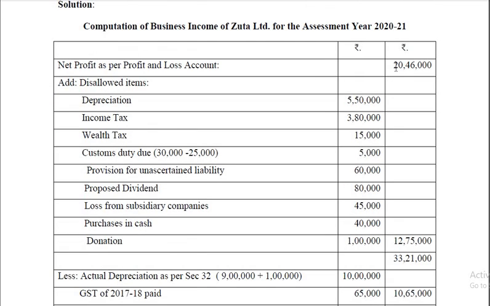Look at the calculation of business income now. Net profit is the starting point. Then disallowed items, in other words, items, expenses and losses debited to profit and loss account but not allowed to be deducted while computing business income. We call that disallowed items or inadmissible items. Depreciation, I told you, it should be added. Income tax, wealth tax, customs duty still payable, provision for uncertain liability, proposed dividend, loss from subsidiary companies, purchase in cash, donation. These are all items to be added.